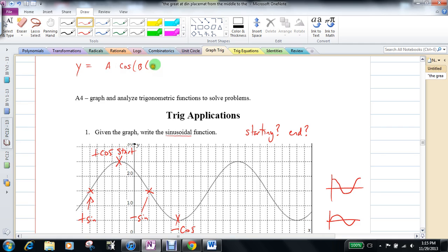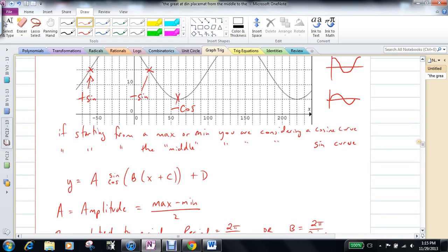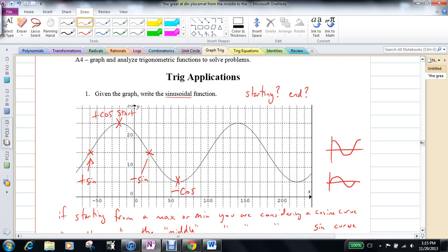the b, the c, and the d, we have to replace with numbers. So a is based on amplitude. And the amplitude formula that we have is max minus min divided by 2. Or we have said the greatest displacement from the middle. Well, this is the middle.